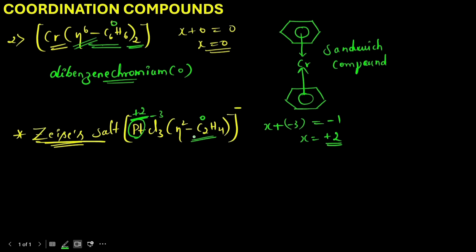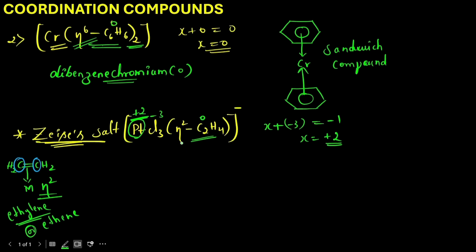Here this η2-C2H4 can be written like this, that is CH2 double bond CH2. Here the pi electrons of these two carbon atoms are being donated to the metal ion. Therefore, here the hapticity is 2, because here two carbon atoms are acting as donor atoms, which is called ethylene, or ethene. Now we will start writing the name of this Zeise's salt.